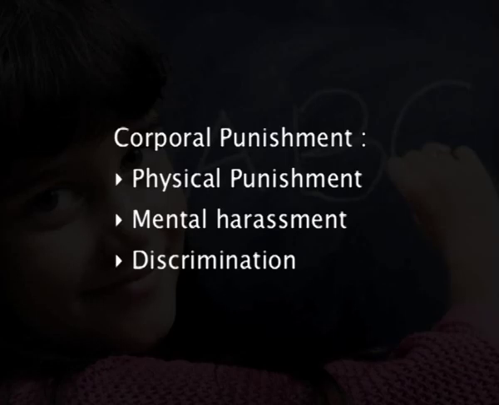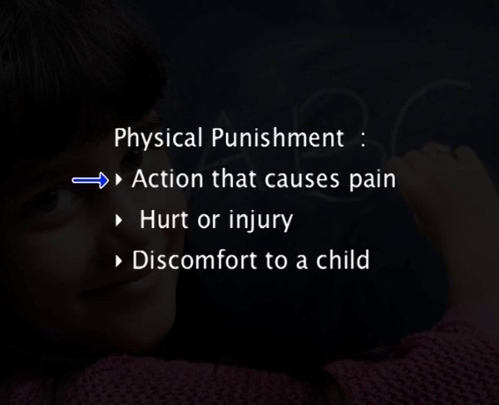In the guidelines for eliminating corporal punishment in schools, it is stated that children are subjected to corporal punishment in schools and places which are meant for care and protection of children, such as hostels, orphanages and juvenile homes, and even in the family. The guideline also states that corporal punishment should be classified as physical punishment, mental harassment, and discrimination. Physical punishment includes action that causes pain, hurt or injury, and discomfort to a child.